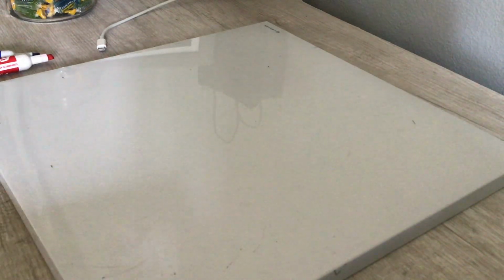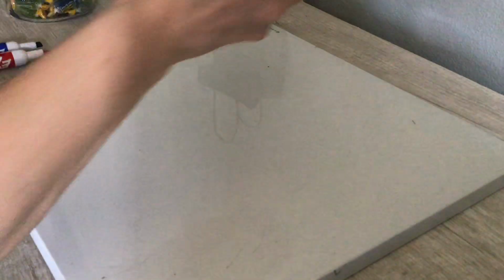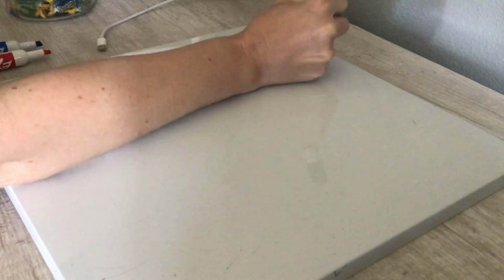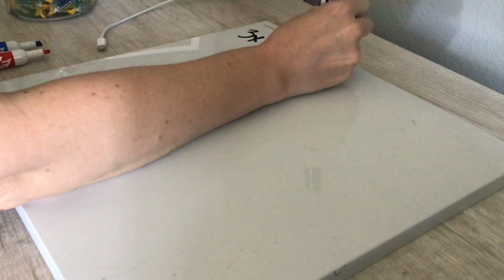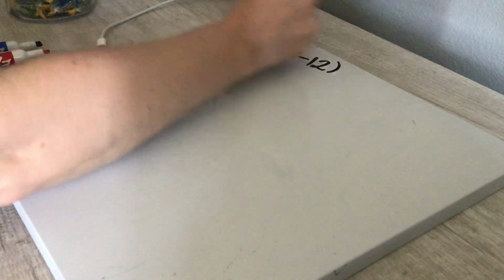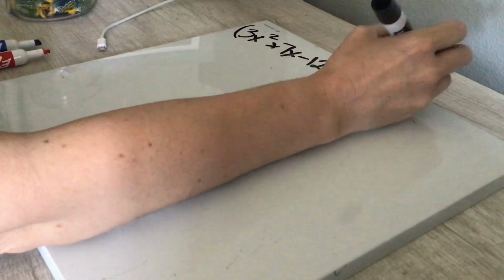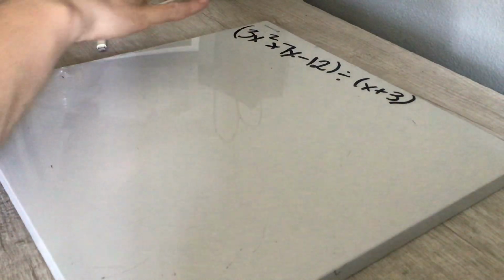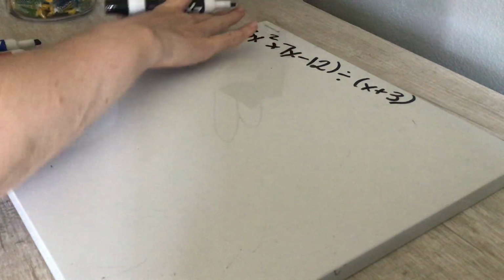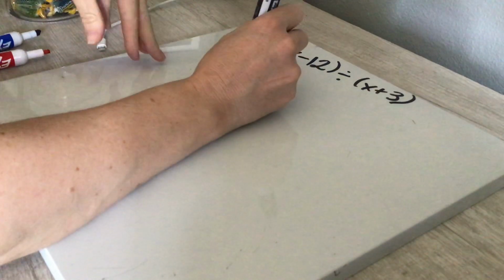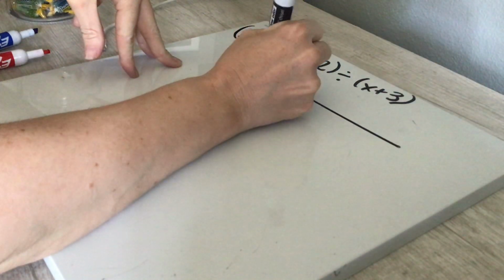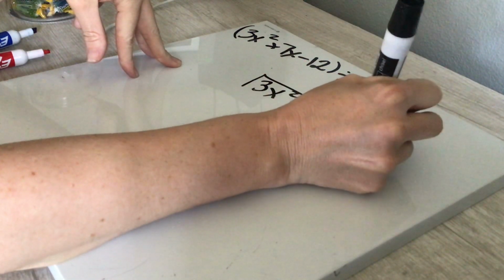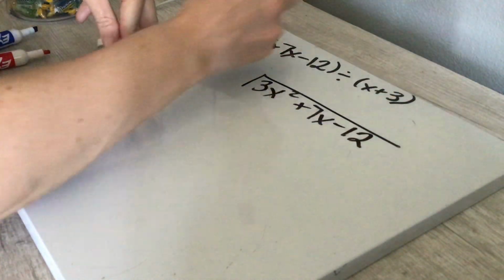All right. So we're going to take 3x squared plus 7x minus 12, and we're going to divide that entire polynomial by x plus 3. So you have to set up your division. This first polynomial goes under your division bar, so we're going to get 3x squared plus 7x minus 12. And then this is going to go on the outside.